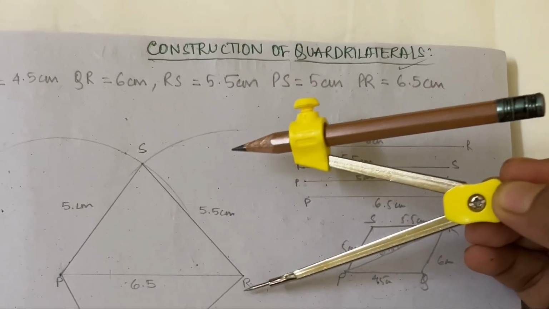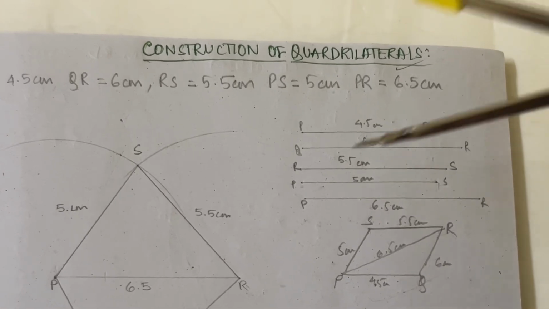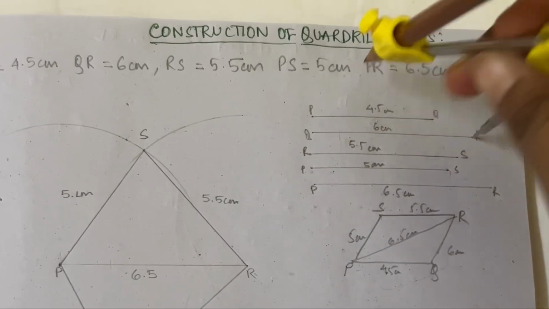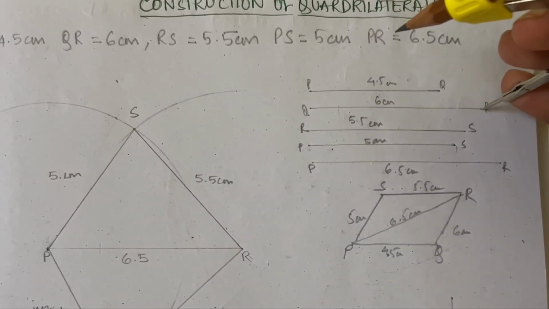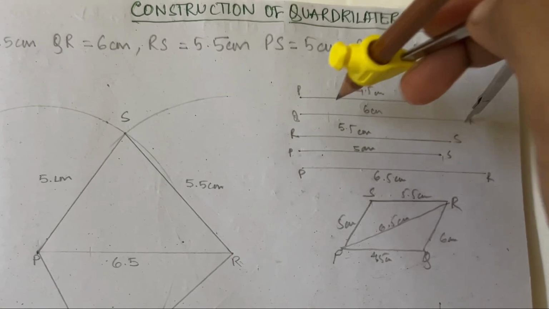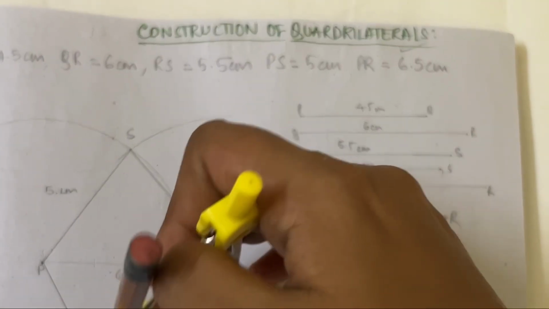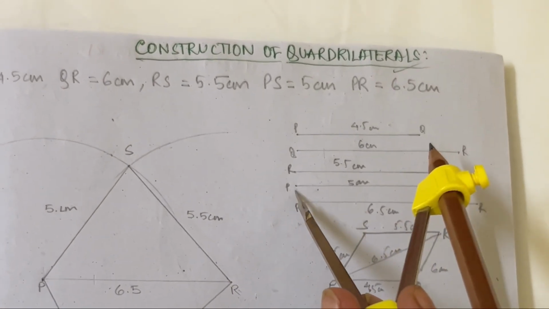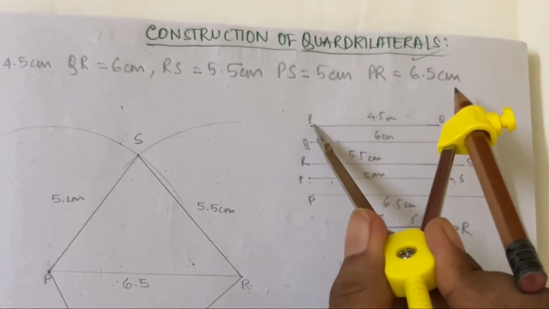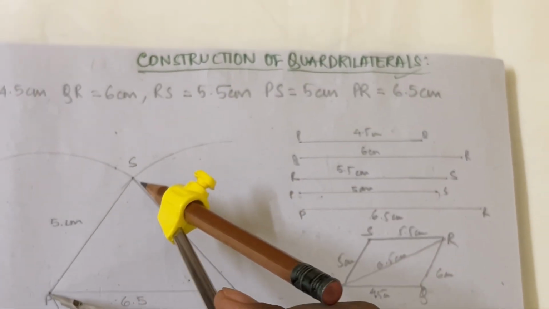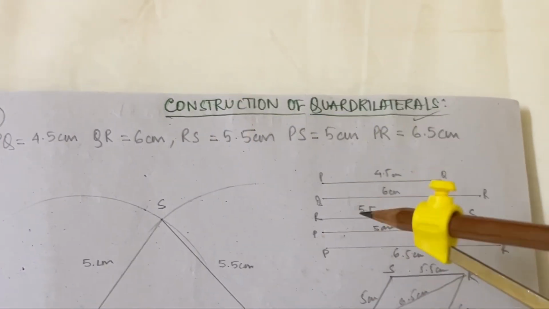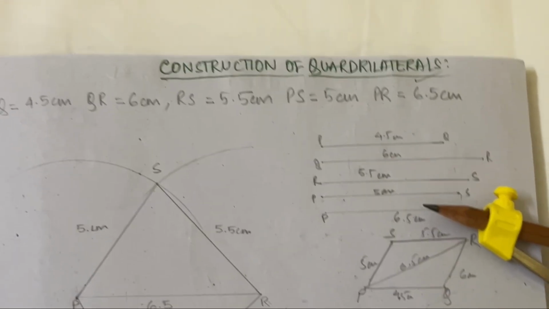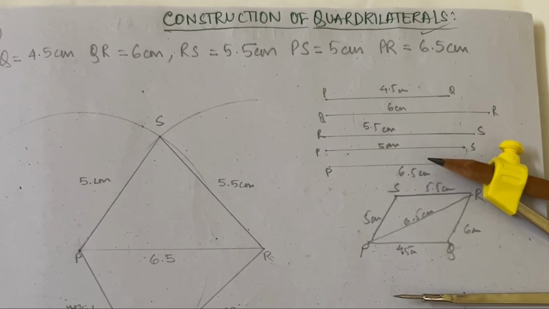Now similarly RQ is 6 centimeter. So we measure it as 6 centimeter, then you put the needle again in R and draw an arc. Again putting the needle in P, first we measure 4.5, then we put the needle in P and draw the arc and construct the required quadrilateral. So this is the way we solve the sums for constructions of quadrilaterals.